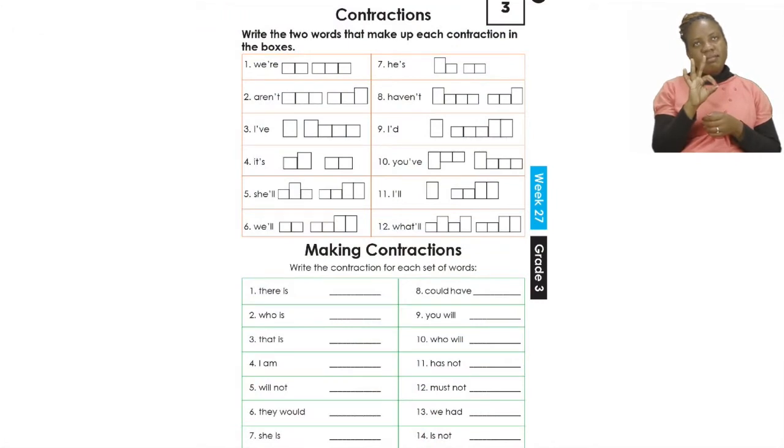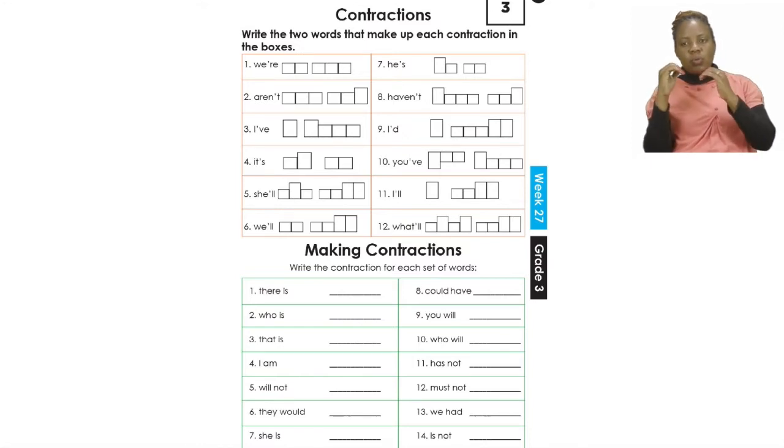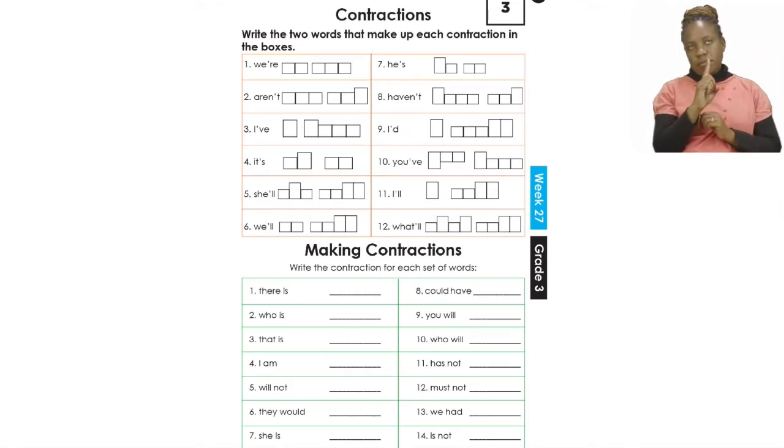So here we are doing contractions. It says there we have to write the two words that make up each contraction in the boxes. Right. So the words that we have there, you have to take the one word and write the two words that make up each contraction. Now I have done two examples for you on the board. Let's quickly have a look.